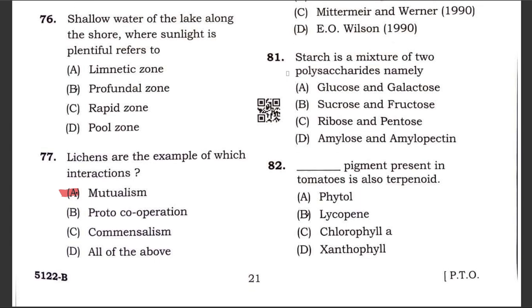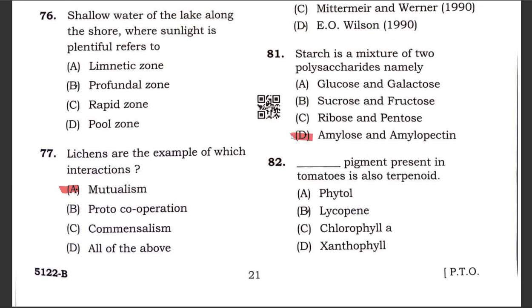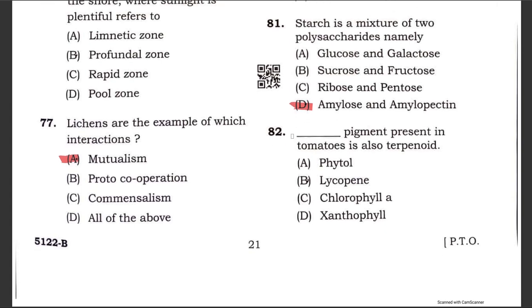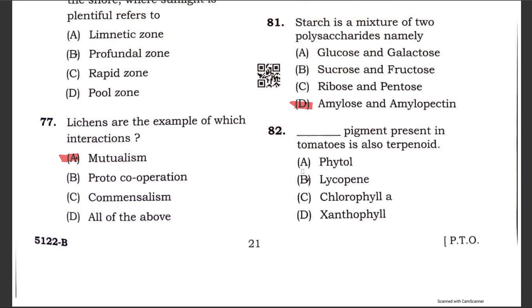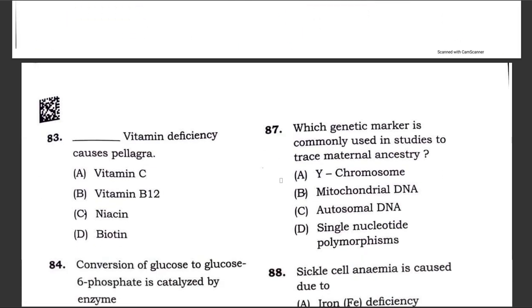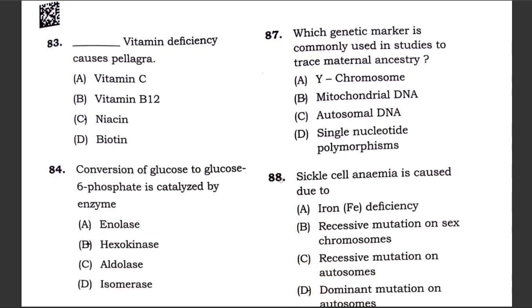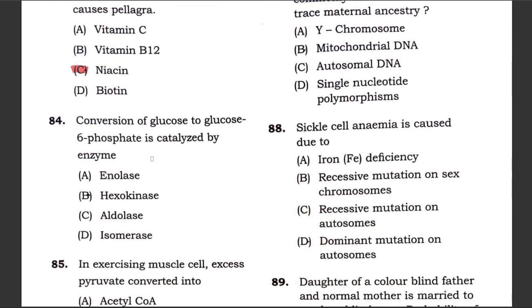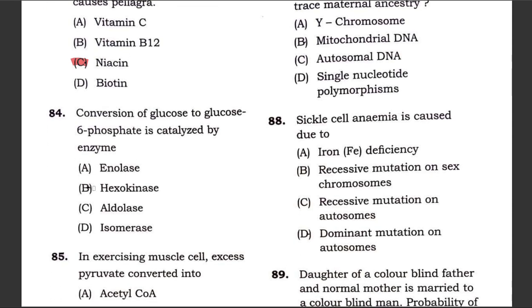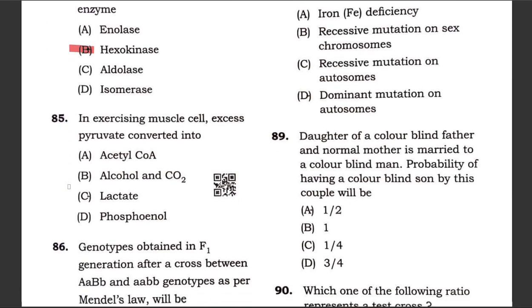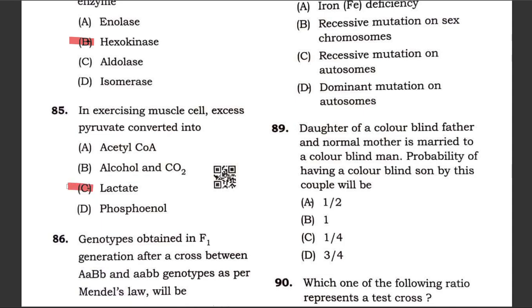Starch is a mixture of two polysaccharides, namely amylose and amylopectin. The pigment present in tomatoes is also a terpene, again a botany question. Lycopene. Dash vitamin deficiency causes pellagra, B3, which is niacin. Basically, it can also be due to the deficiency of tryptophan, because tryptophan ultimately has to convert into niacin. Conversion of glucose to glucose 6 phosphate is by hexokinase. In exercising muscle cells, excess pyruvate converts into lactate, of course.